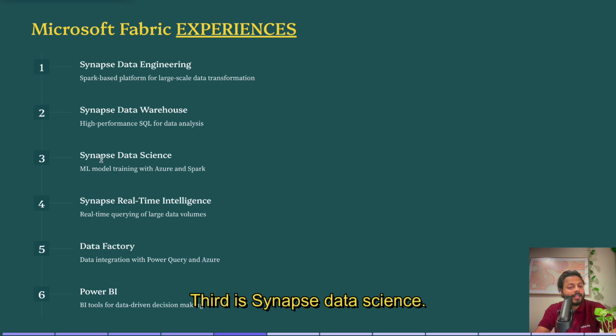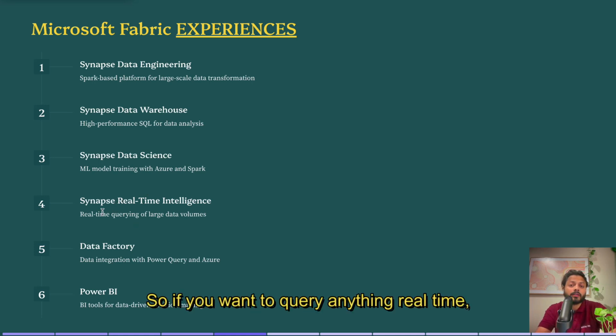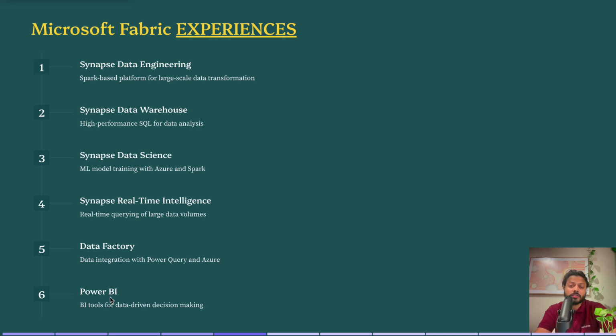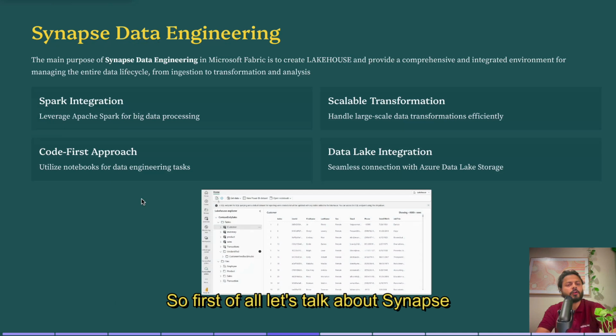Third is Synapse Data Science. This is where all the machine learning models and experiments are done. Then we have Synapse Real-Time Intelligence. If you want to query anything in real time, this is for you. Then Data Factory is for data integration, and finally Power BI is for business intelligence, creating all the reports. So first of all, let's talk about Synapse Data Engineering.